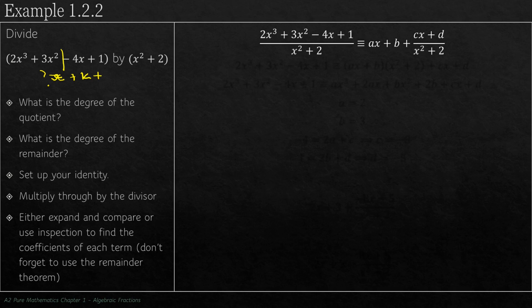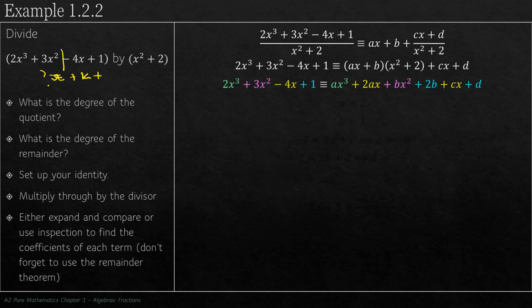So we multiply through by x squared plus 2, so take that divisor all the way through, and then expand. So when we've expanded here, this has ended up being in a slightly different order. So it might be that you want to reorganise this now, so that you put the constant terms together and the x terms together, so that we go in the same order of this. So a is equal to 2, the only place I can get cubic from. Then we have b is equal to 3, because that's the only place I can get a quadratic from.